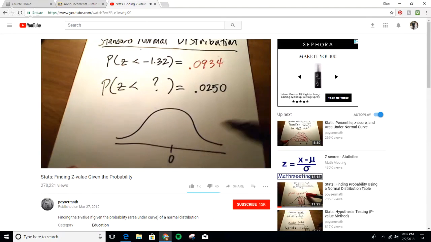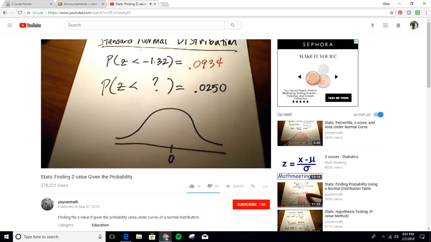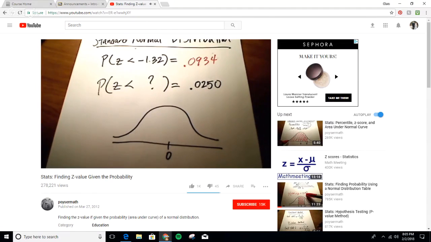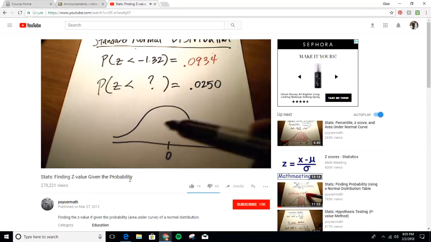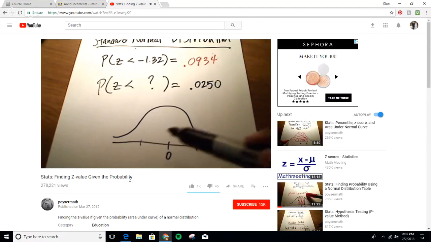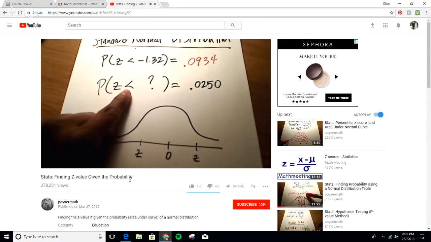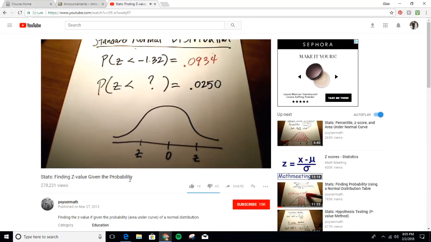I have, right, this is a standard normal curve. I am trying to look for a Z score, a Z number, either over here or over here, that if I shade to the left of it, it's going to give me an area of 0.0250. And again, it's shaded to the left because that's a less than symbol. Well, think about that for just a second.